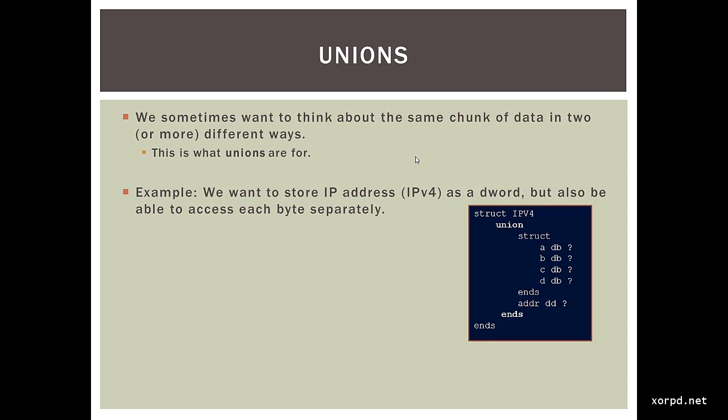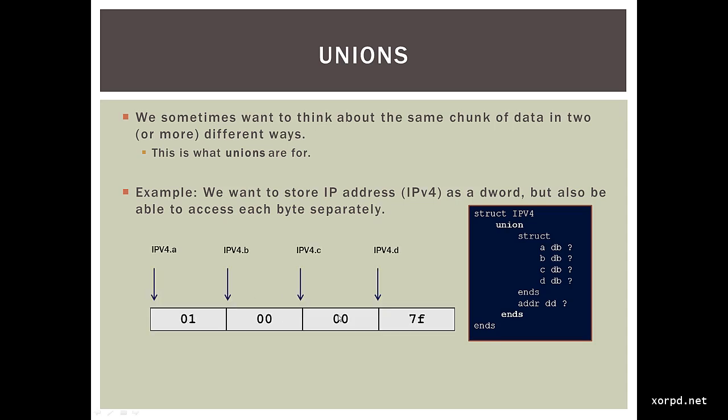Let's try to concentrate actually on what we try to achieve. We want to have a DWORD that we can also treat as 4 different bytes. For example, this could be an IP address in memory, and we want to be able to access each byte separately, but we also want to be able to access the whole DWORD as one DWORD. If we want to define this kind of structure, it is going to be like this.